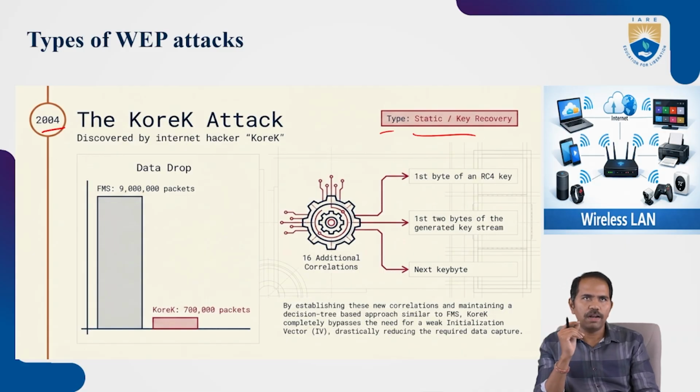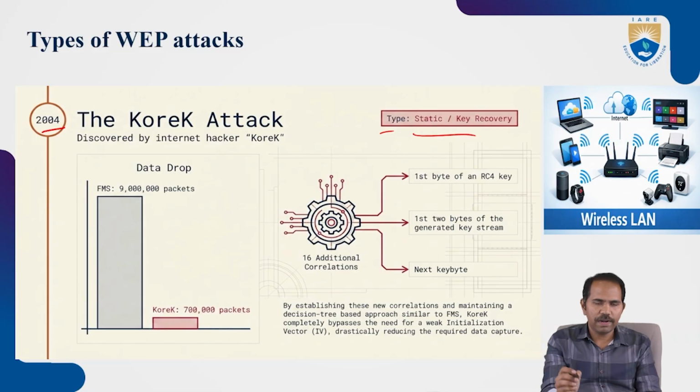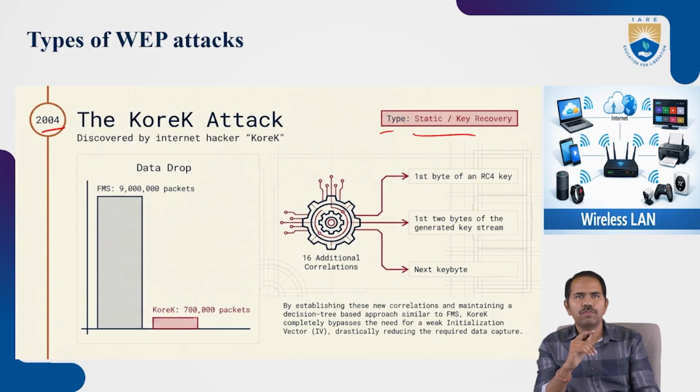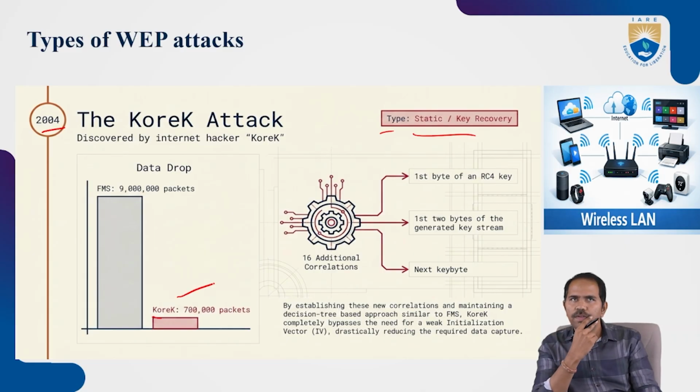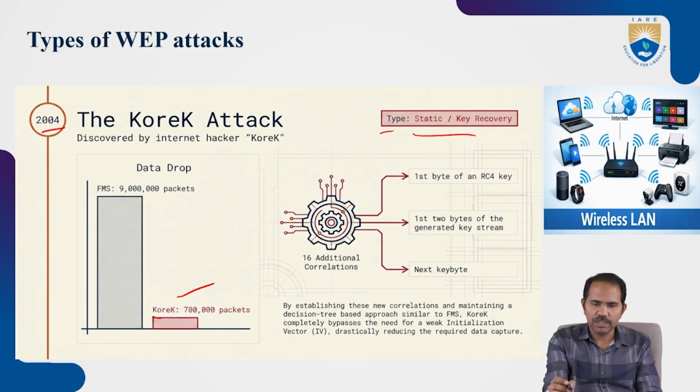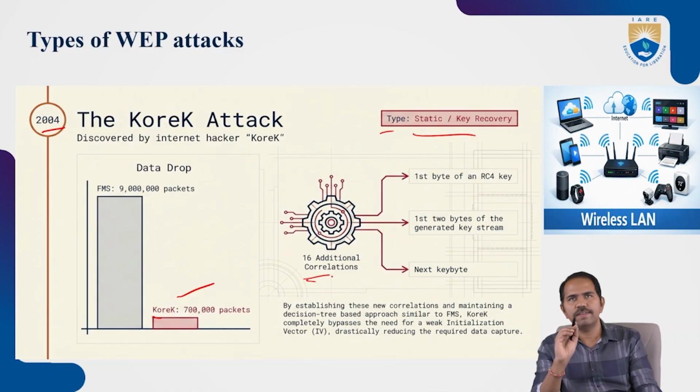The data requirement: FMS takes about 9 lakh packets, but KoreK takes only 7 lakh packets. The previous one takes far more packets, but this one executes with only 7 lakh packets. The mechanism is 16 additional correlations. The KoreK attack uses the first byte of an RC4 key.